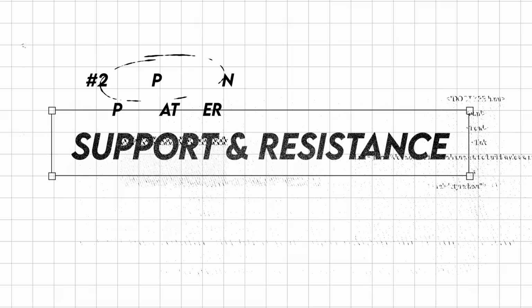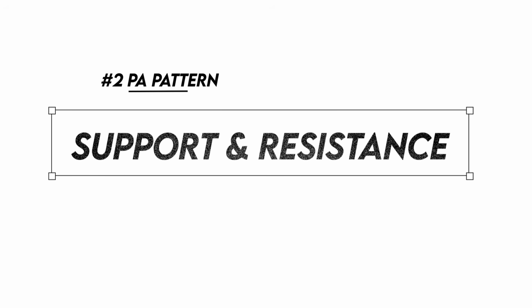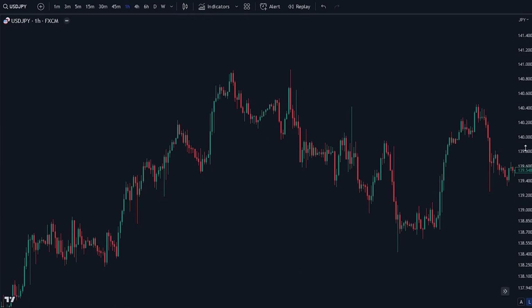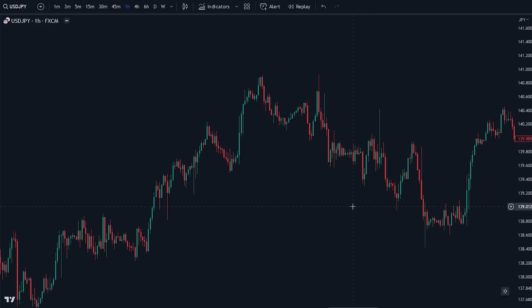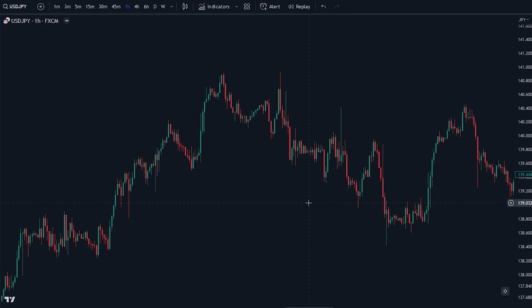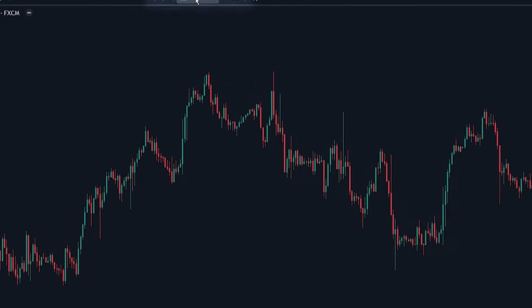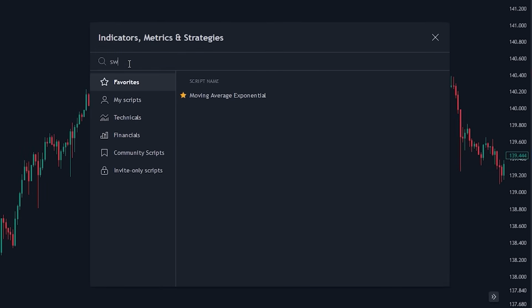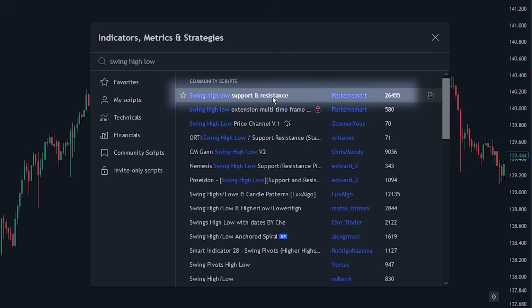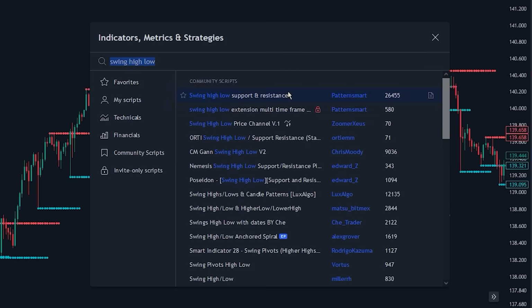The second price action concept we'll be looking at is support and resistance, which is one of the most important concepts to use in order to become a profitable trader. In order to help us identify these support and resistance levels, let's add an indicator to the chart. Navigate to the Indicator Search tab and search for the Swing High-Low Support and Resistance indicator. Select the indicator made by Pattern Smart and add it to the chart.